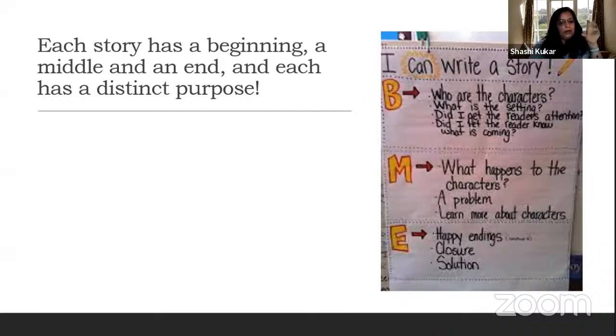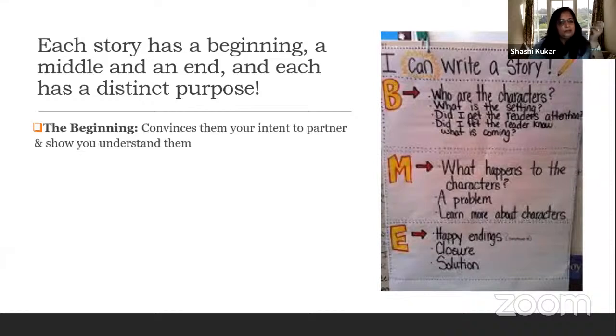Now, let's place it in the context of a proposal. What are you exactly trying to do in the beginning? You are simply creating a resonance, building trust, giving them a sense that it's okay for you to trust us. We understand you. We understand your problems. Your problems and challenges are paramount to us. We are not here to just sell.